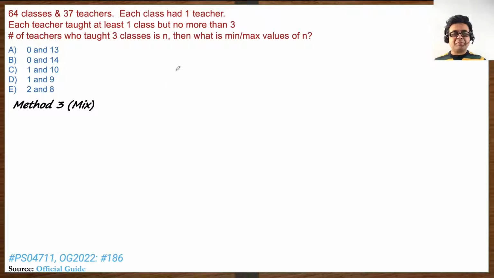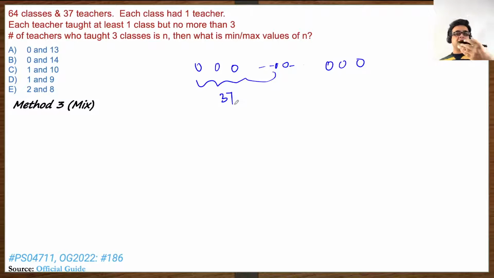Okay, so the mix and match approach, at least the start of it, looks very similar to the logical approach we just did. We again think about the 64 classes and we think about the first 37 classes that we have already given to the teachers. So each teacher has gotten 1 class. That was one of my constraints, right? And we are left with 27 classes that we need to distribute.